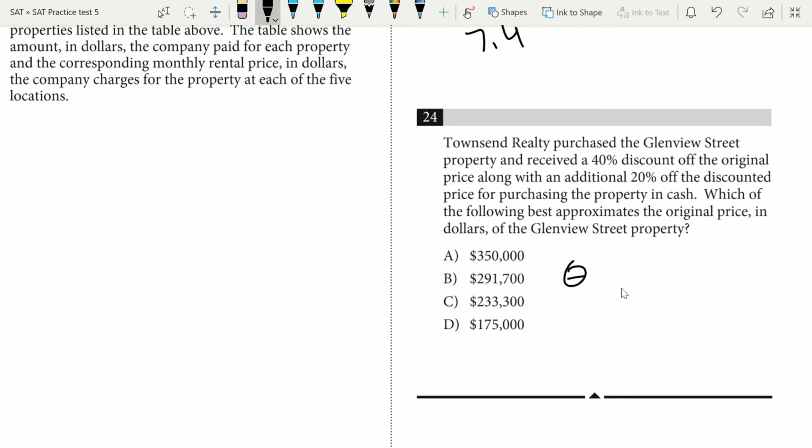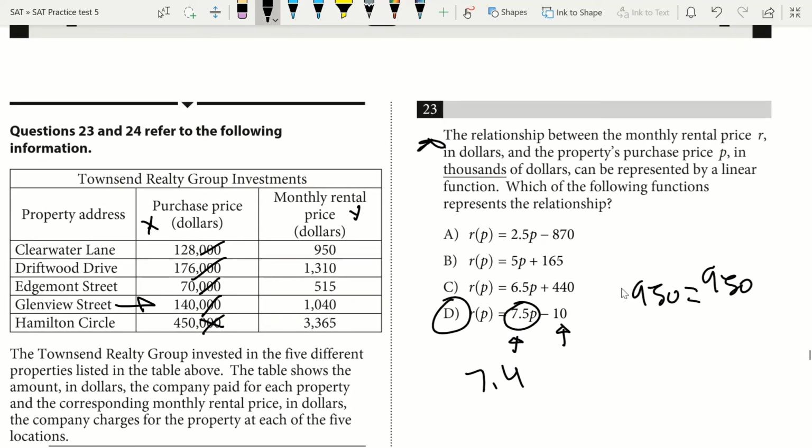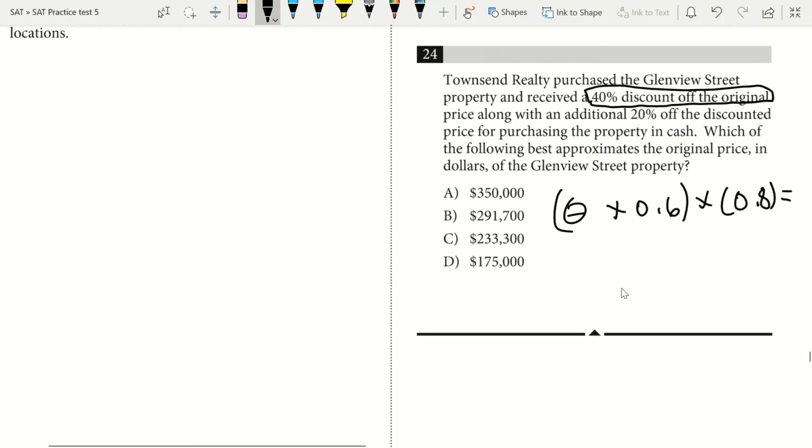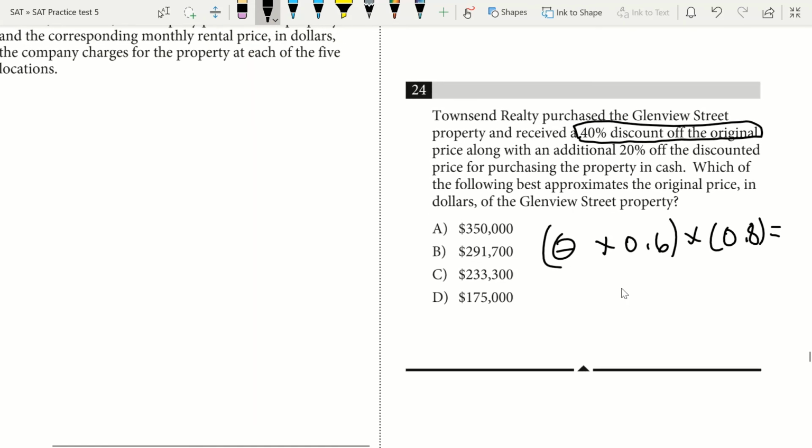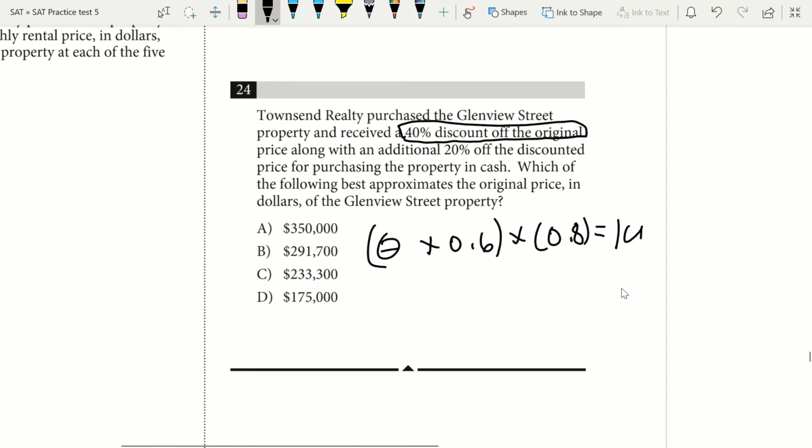All right, well, we know our original price times 0.6, right, because we got 40% discount off the original price. That's going to give us our discount price, which then received 20% off of that. 20% off of that means we're going to multiply by 0.8 to give us our purchase price, which we are told in that graph, Glenview Street, our purchase price was $140,000. All right, so I'm going to move this over so we can see this. So we got $140,000.